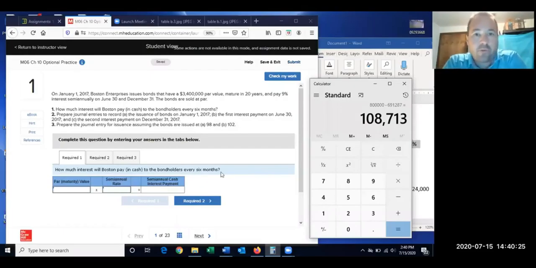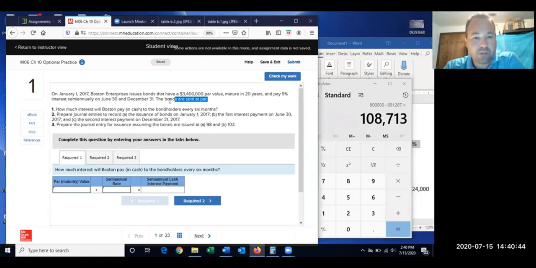Okay, we're ready to start out with our Connect exercises. And on this first one, it's going to be the easiest by far. Let's go through here. We're selling a bond for $3.4 million. Matures in 20 years, paying 9% interest semi-annually, twice a year.